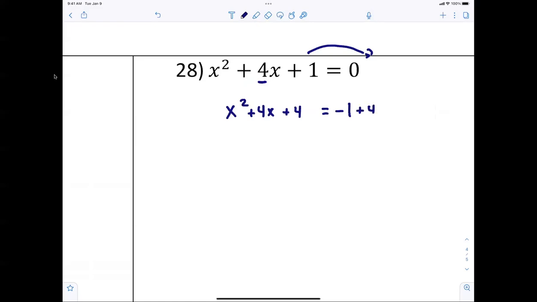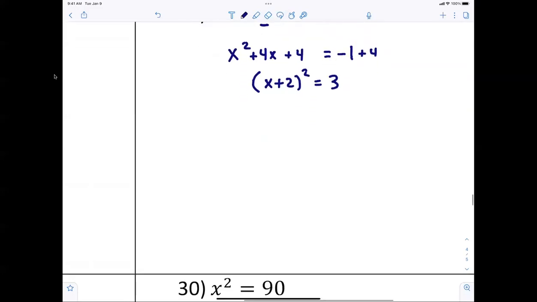Remember, you do half and square. Half of 4 squared. Agreed? So now x squared plus 4x plus 4 factors to what? X plus 2 squared equals 3. Everybody good with that? Any questions?